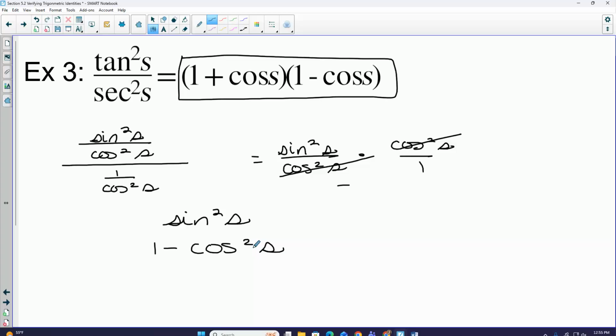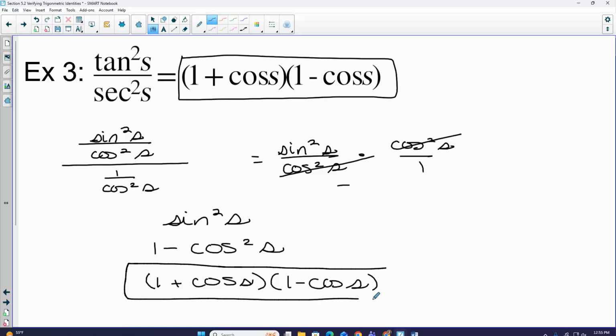Okay, look at our goal. I want 2 parentheses. What do I need to do with this? Yeah, you could either come up here and FOIL that one, or we could just factor this difference of squares. So that's 1 plus cosine s, 1 minus cosine s. And we got it to work. How are we doing? It's probably not easy yet. Is it easier? Let me ask that. Feeling more confident, hopefully. Okay.